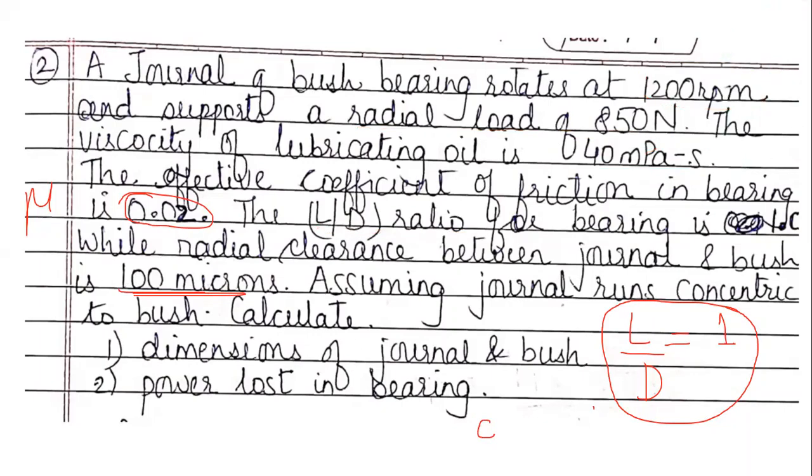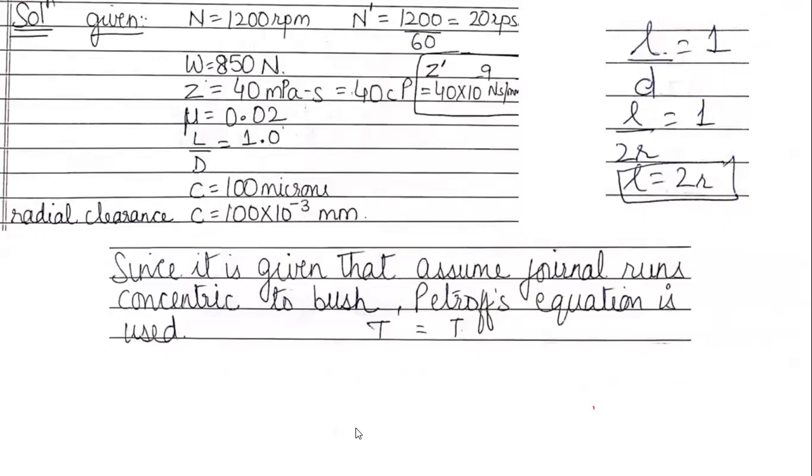So let us go to the next slide and first see whether the given data I have told you is written or not. So you can see here that the RPM is given. If I divide it by 60, I'll get N dash, that is 20 revolutions per second. Load is given, radial load, that is 850 Newton. Megapascal second is centipoise. So 40 megapascal second, into second, not per second. Megapascal into second is nothing but 40 centipoise.